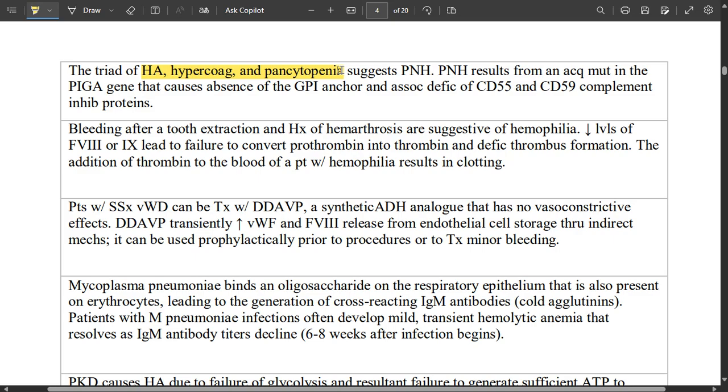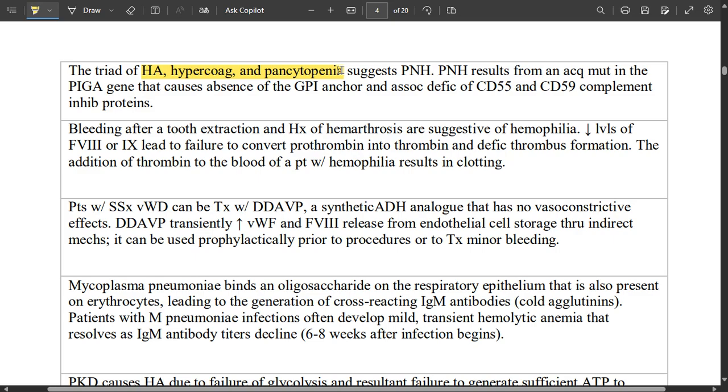PNH is from an acquired mutation in the PIGA gene. The PIGA gene codes for the GPI anchor, and there is a deficiency of CD55 and CD59, which are complement inhibiting proteins. So see, in PNH, paroxysmal nocturnal hemoglobinuria.